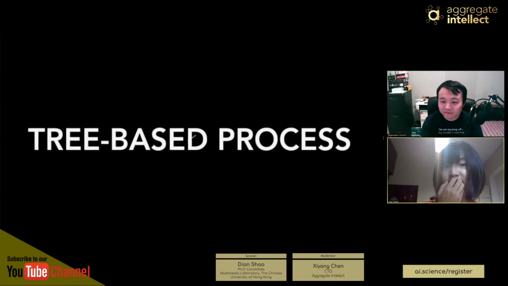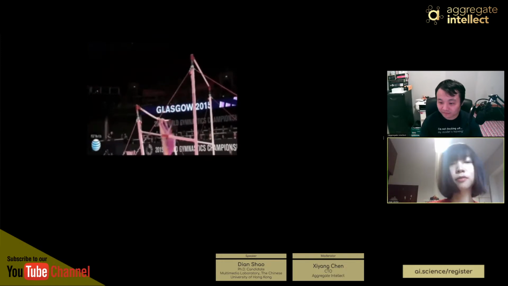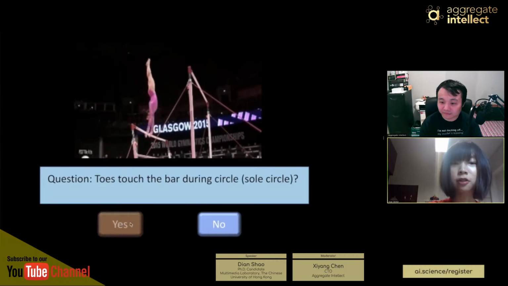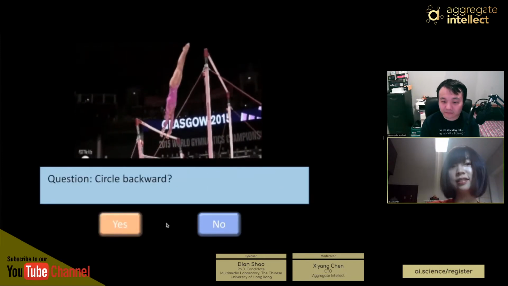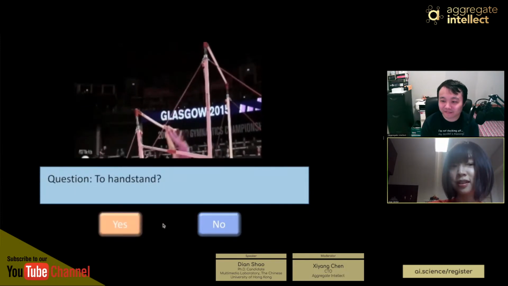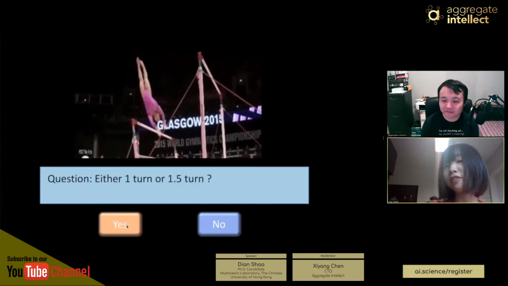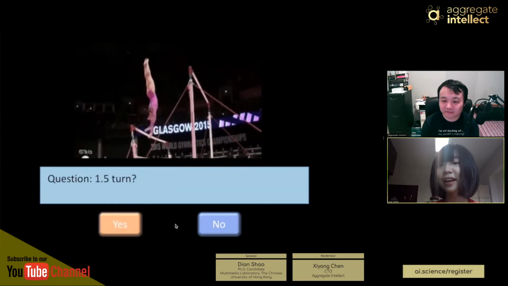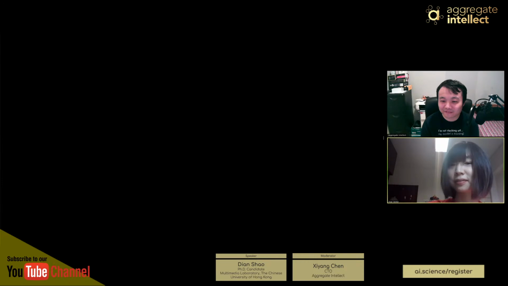The second part is we visualize the decision tree annotation procedure. For example, here is circles from the uneven bars. So toes touch bar during circle? Yes, she touches bar. And two legs are together when toes on bar? Yes, the two legs are kept together. So is it a circle backward? Yes, it's circle backward. So you can see that answering each question is not so difficult because you just focus on part of the action. But if I just give you this action and you directly define the element level category, it is very difficult. So finally, we get the result.